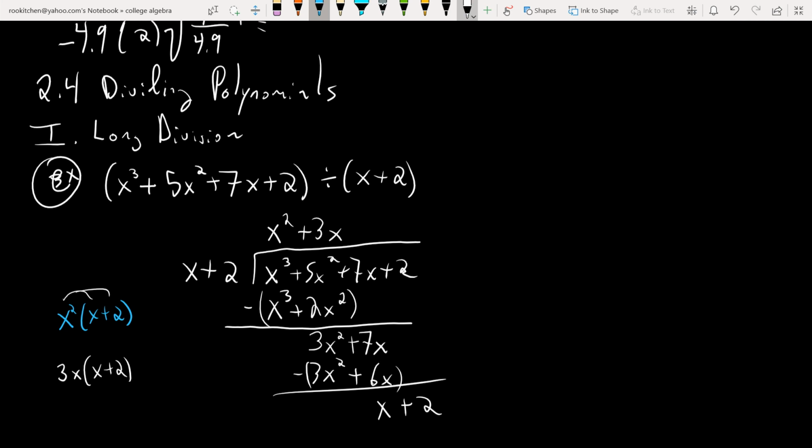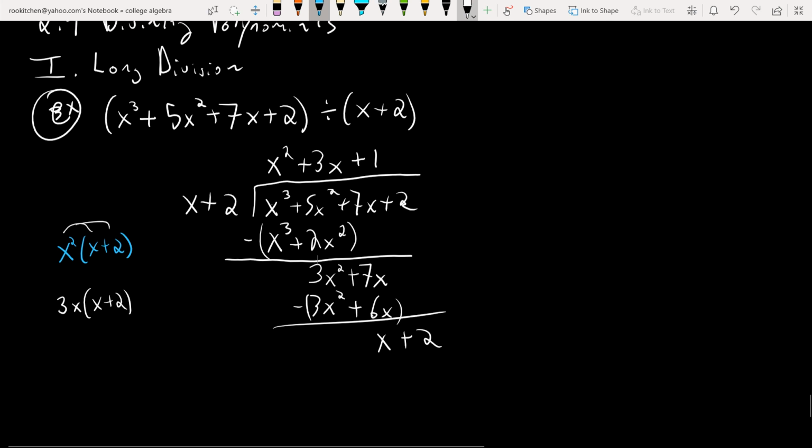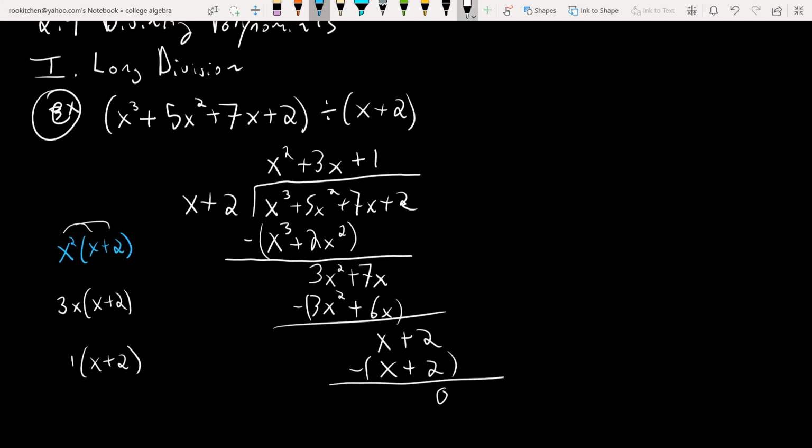And so what times x plus 2 is x plus 2? Or what times x is x. So you just go plus 1, and it turns out to be the same thing. So 1 times x plus 2, I'm kind of thinking in my brain, gives me x plus 2. Then you have to subtract the entire thing. And what do you end up with? You end up with 0. So 0 remainder. So in this case, the answer is just this thing on top of the division symbol. Okay, so x squared plus 3x plus 1.